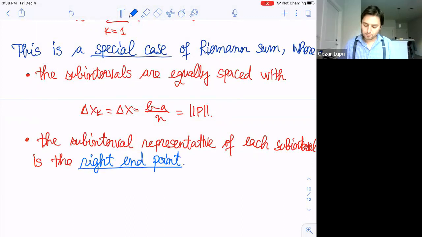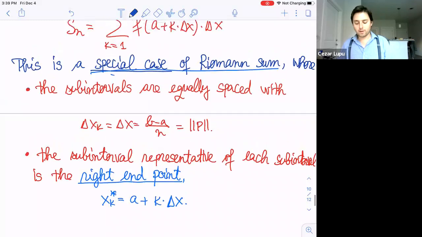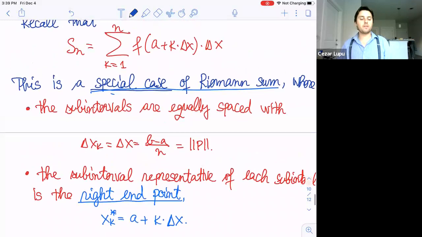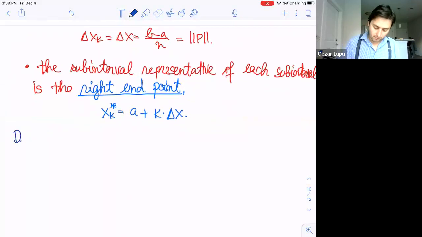Right? So what do I mean by that? I mean that xk star, those points, is nothing else than just a plus k times delta x. So you see, this is a special case of a Riemann sum. Okay. And now, using this information, now we can define finally the definite integral. So now the definite integral will be defined in the following way.